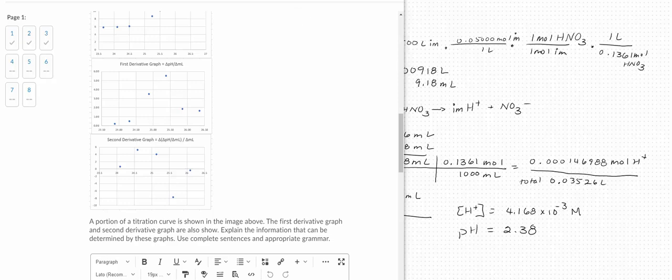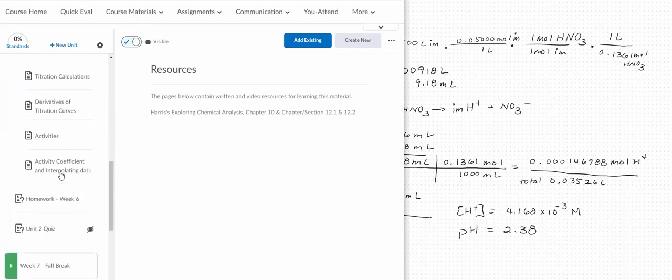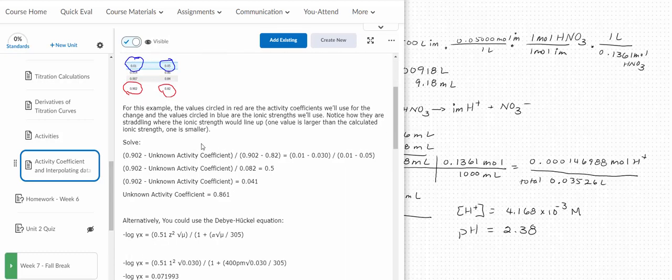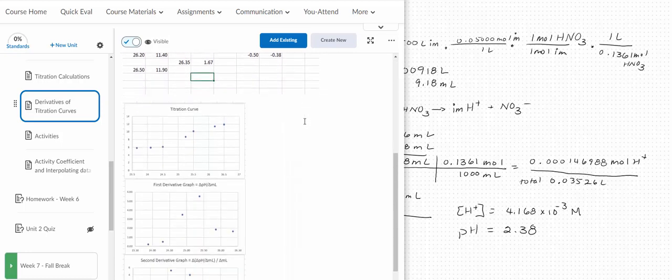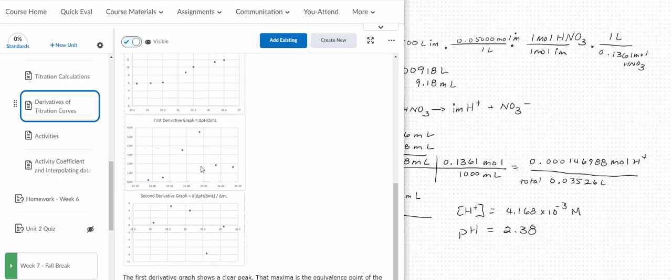Well, this is directly from the information provided within the classroom. And I wanted to make sure to call your attention to it because I don't know if you're going to need it for the lab, but this is an important piece of information depending on where you're going with this whole analytical chemistry thing. So here, derivatives of titration curves is the explanation of what the derivatives of the titration curves mean. In fact, here's the graphs that are provided in the homework assignment.